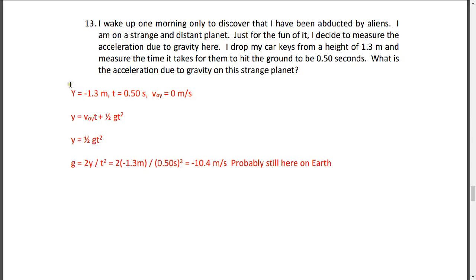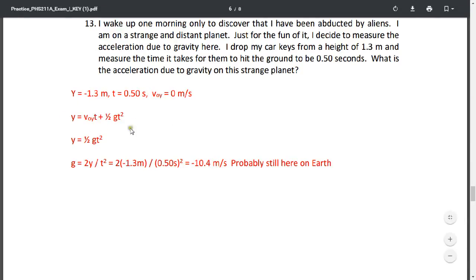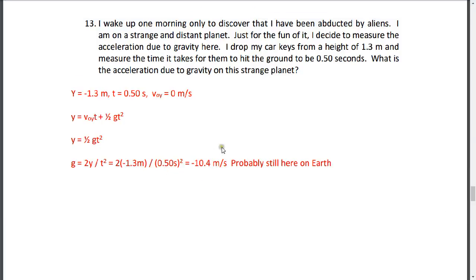And so I'll say I know my distance is negative 1.3 meters, I know the time is 0.5 seconds, and I know my initial velocity was 0 meters per second. So I'm going to solve this for g. Say my initial velocity was 0, so that term disappears. y equals 1/2 gt squared. That means that g equals 2 times y divided by t squared. 2 times negative 1.3 meters divided by 0.5 seconds squared gives me negative 10.4 meters per second squared.